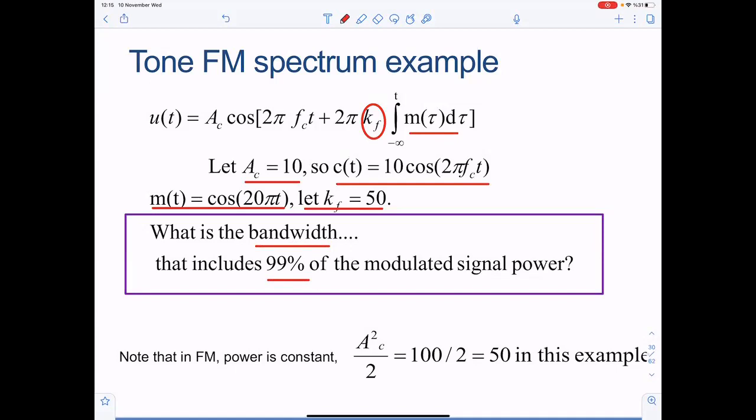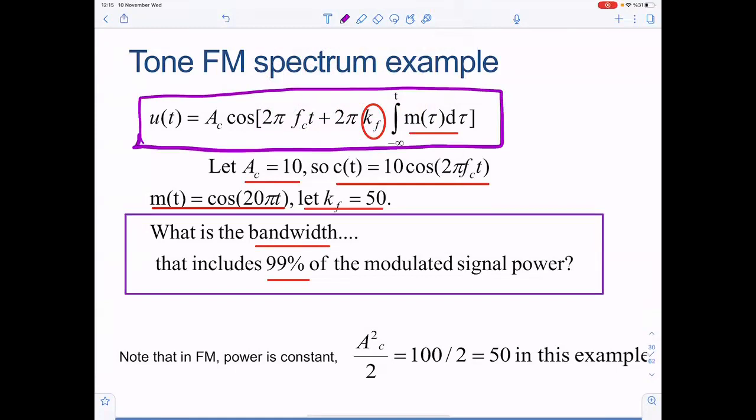Now, notice that there's something nice about FM. At the end of the day, in computing the power, you are looking at a cosine. So the power is AC squared over 2. That's pretty easy to compute. So in this case, AC is 10, AC squared over 2 is 50.